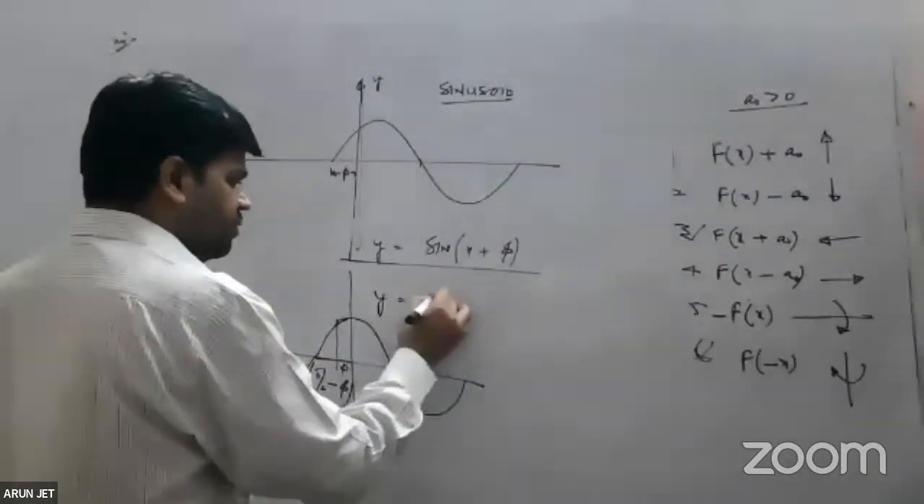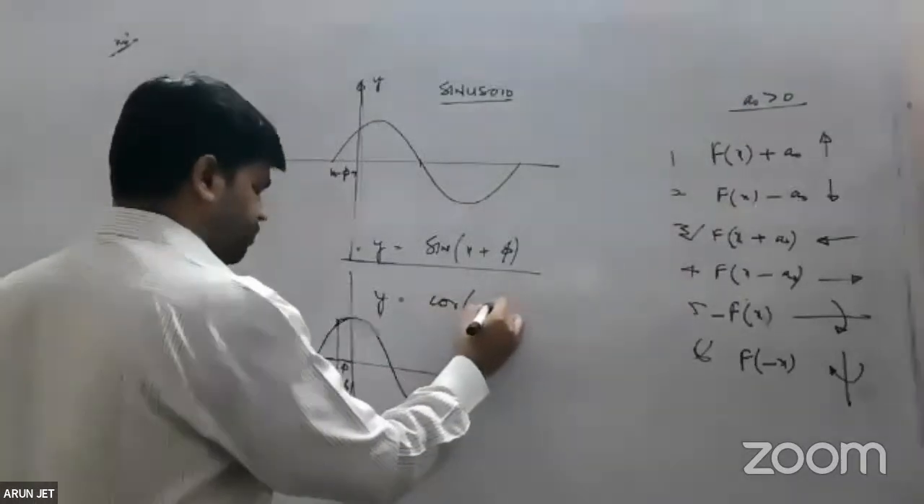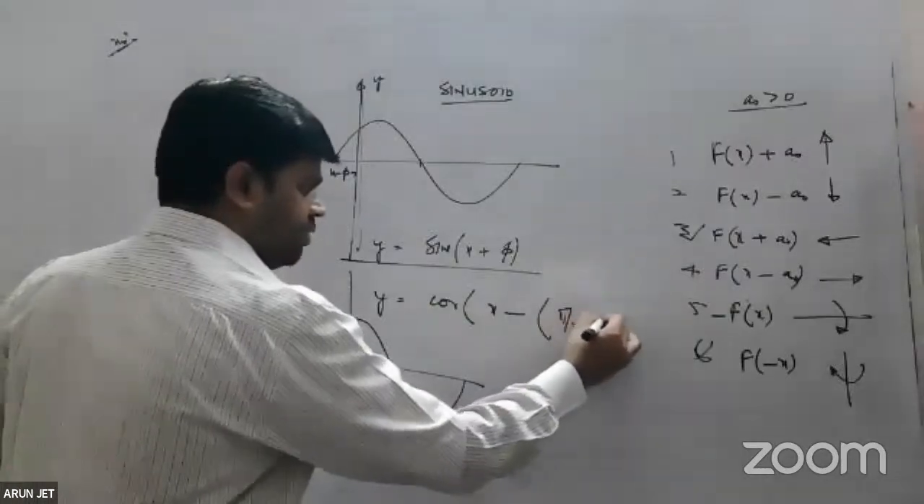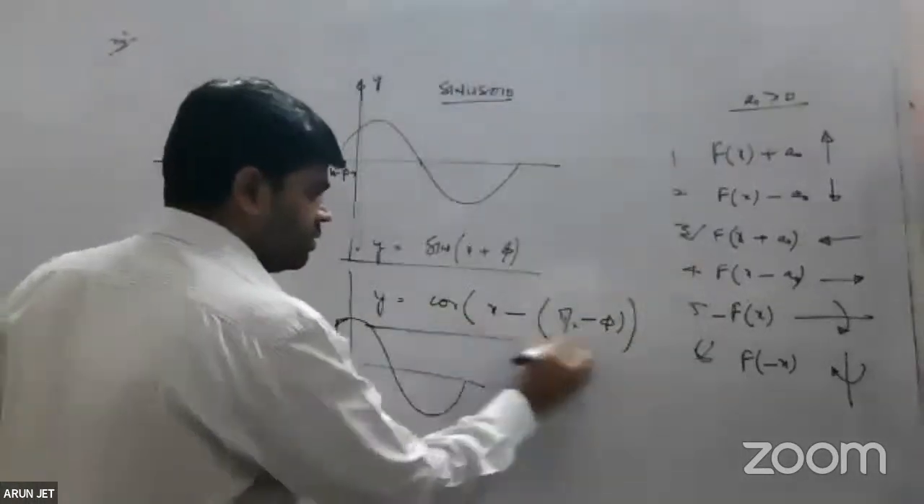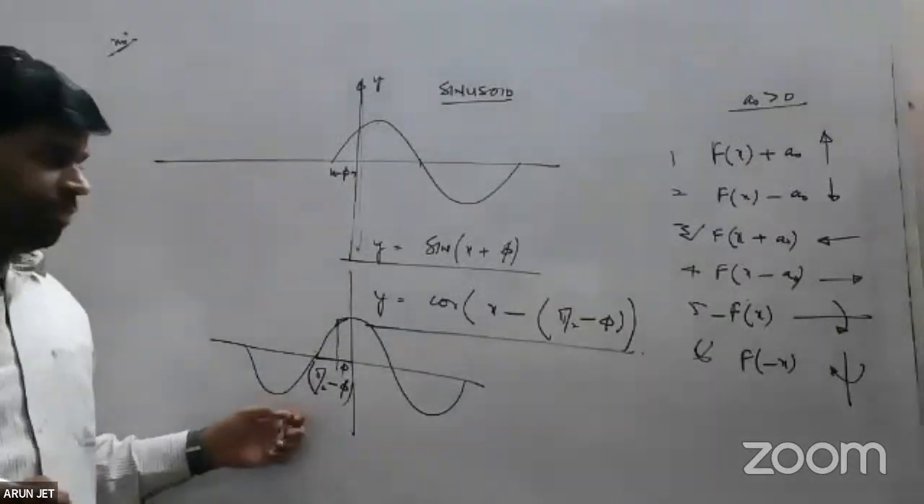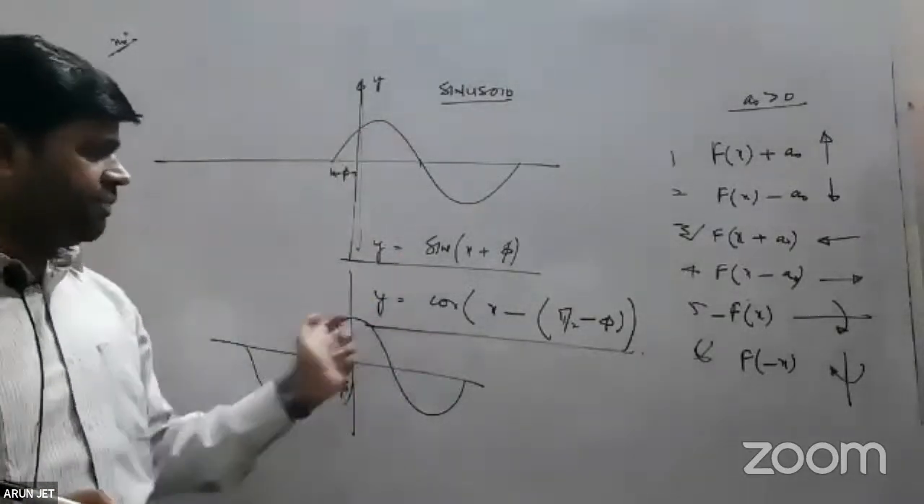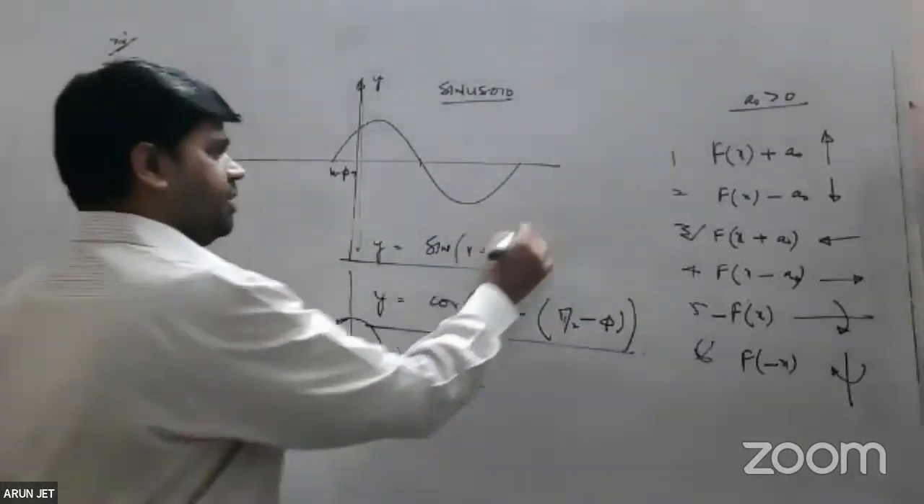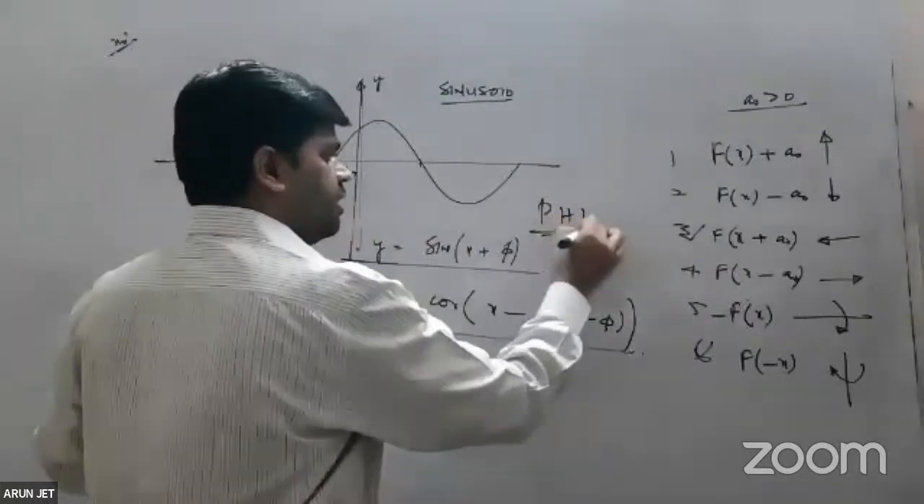So I'll have y is equal to cos of x minus pi by 2 minus phi. Now from the cos graph, how do you get this graph? By shifting it by pi by 2 minus phi, because this is phi.